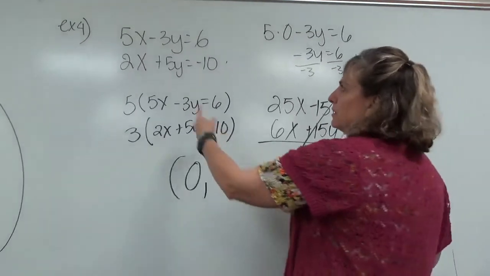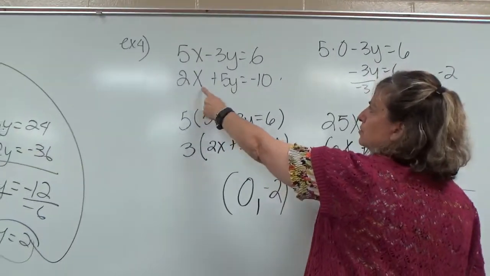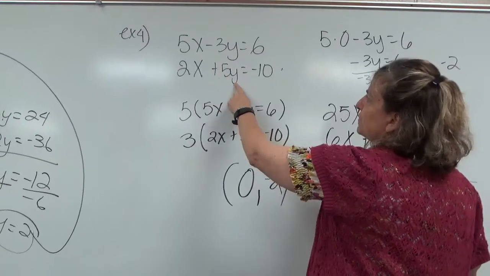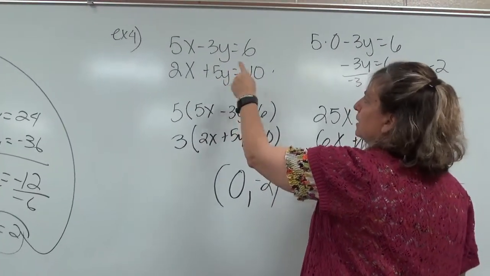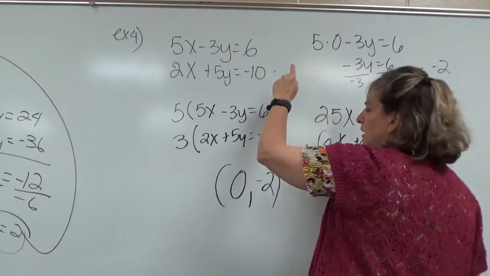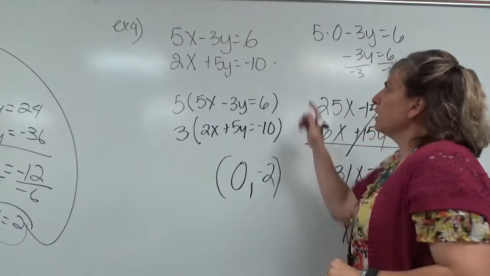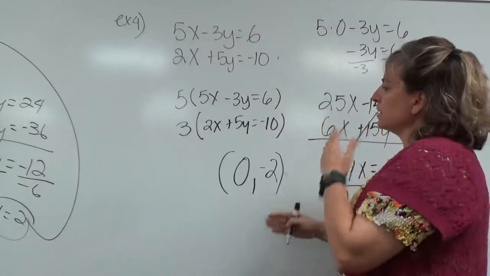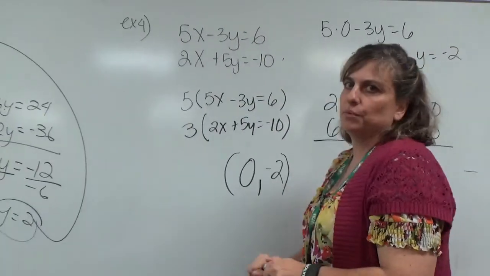And let me just plug it into the other one, make sure we get the right answer. 2 times 0 is 0. 5 times -2 is -10. -10 equals -10. I know it works in this one because I just tried it, and now I know it works in that one. When I graph these two lines, they cross at 0, -2.